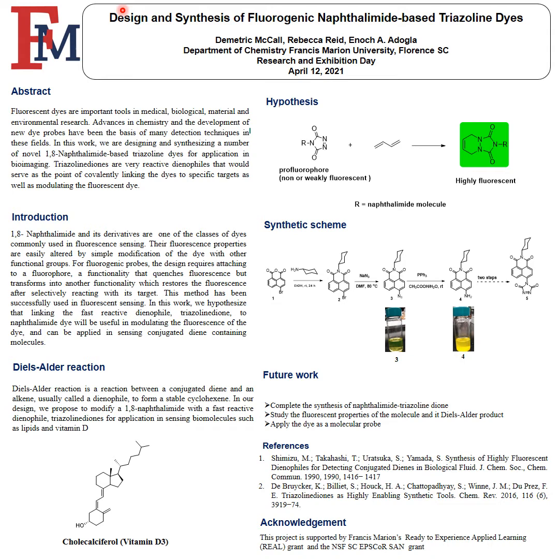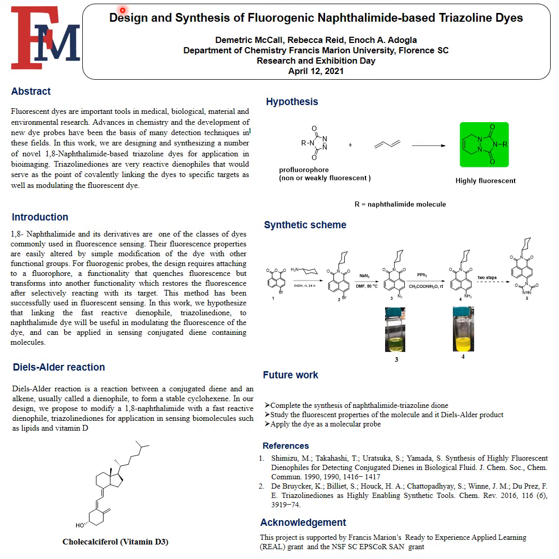1,8-naphthalimide and its derivatives are one of the classes of dyes commonly used in fluorescent sensing. Their fluorescence properties are easily altered by simple modification of the dye with other functional groups. For fluorogenic probes, the design requires attaching to a fluorophore a functionality that quenches fluorescence but transforms into another functionality which restores the fluorescence after selectively reacting with its target. This method has been successfully used in fluorescent sensing.